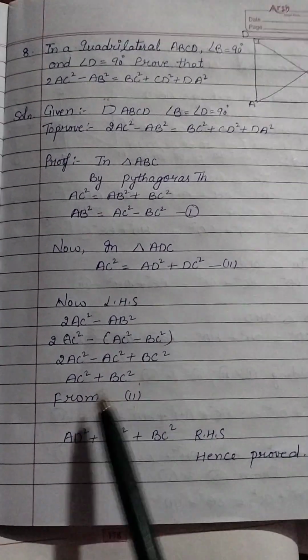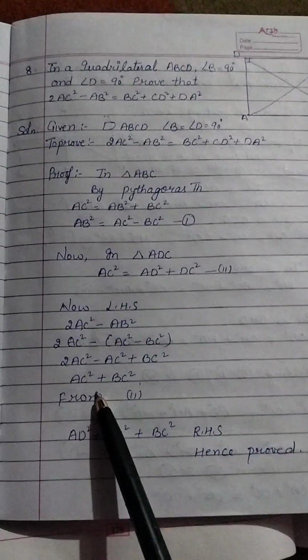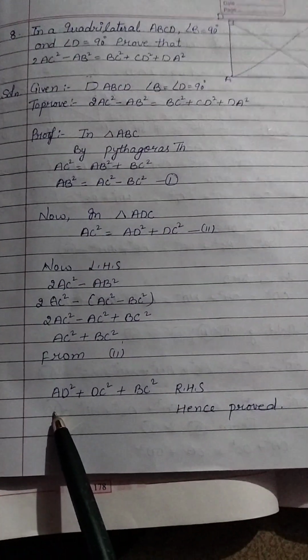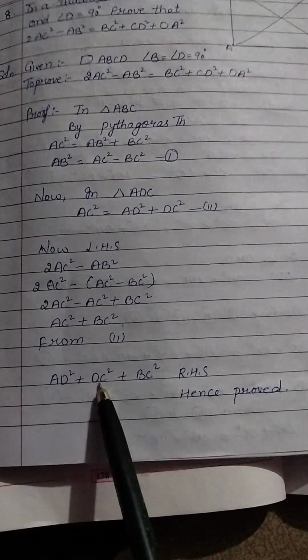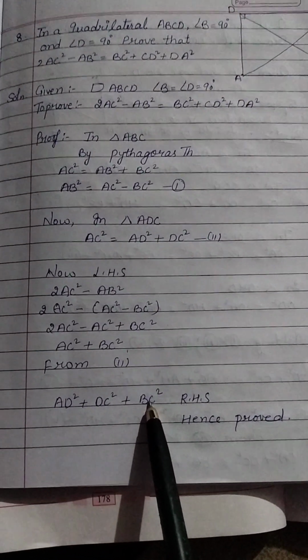Now from the second equation we put the value of AC square in this, and this is AD square plus DC square. We reach the right hand side, AD square plus DC square plus BC square, and by this we have proved this question.